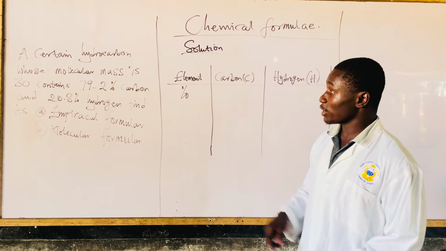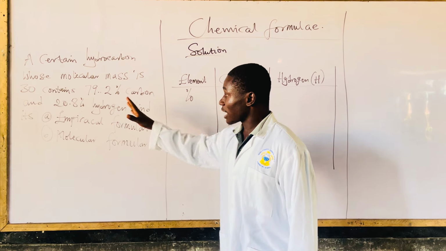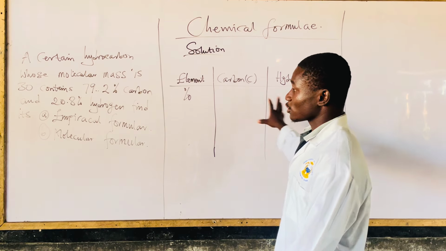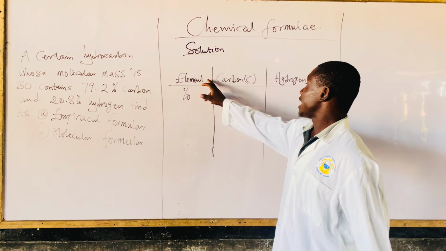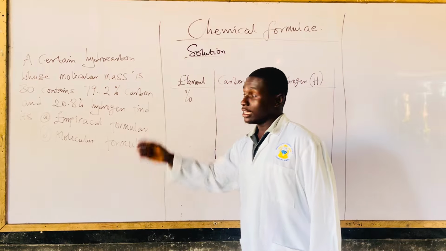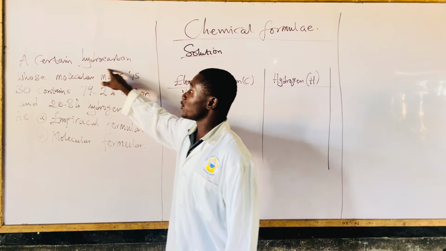So let's come back to the question and then analyze it. For you to solve this kind of question, you have to put it in tabular form. I'm using this method, but some people will use the other methods that you were taught in class. So I have my elements, carbon and hydrogen, which were mentioned in there. And again, pay attention to the word hydrocarbon. So you have to know what hydrocarbon is.